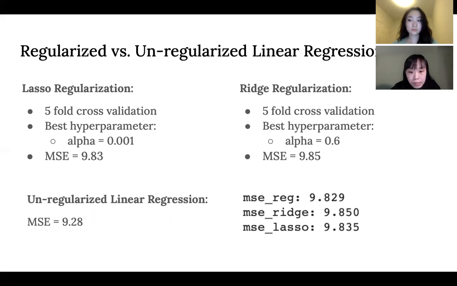When we used the same cross-validation method for ridge regularization, we found that the best hyperparameter was 0.6, and this gave us a mean squared error of 9.85. We also looked at the unregularized linear regression, and we found that the MSE gave us 9.28, which was lower than using the regularized models.